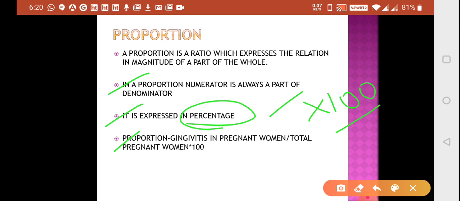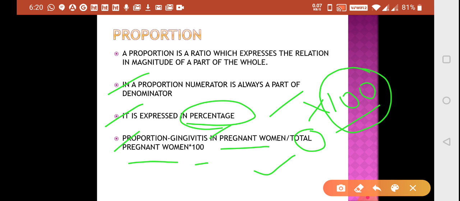Proportion, like gingivitis in the pregnant woman divided by total pregnant woman into 100. So women with gingivitis are a part of total pregnant women, multiplied by 100. So this is a proportion. Actually the rate and proportion are same. Numerator is a part of denominator, but rate will tell you about some particular disease, as well as proportion is expressed in the percentage while rate is not expressed in a percentage.